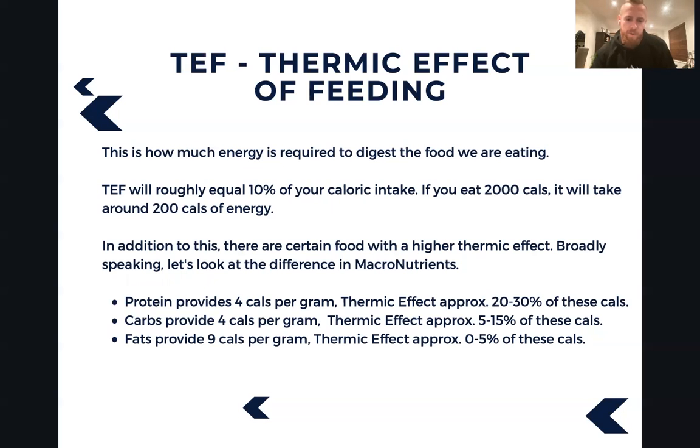Okay, so protein, 4 calories per gram. That thermic effect then is 20 to 30% of those calories. So the next one will be carbohydrates.